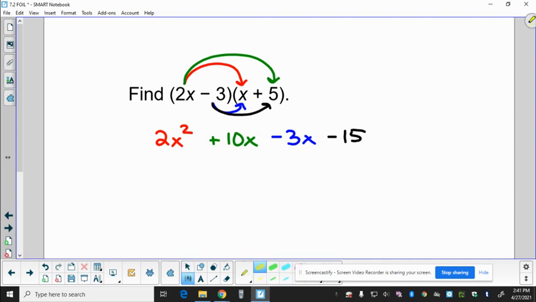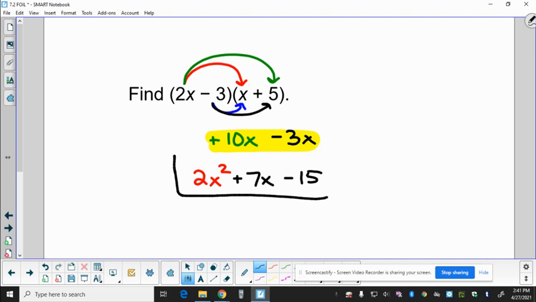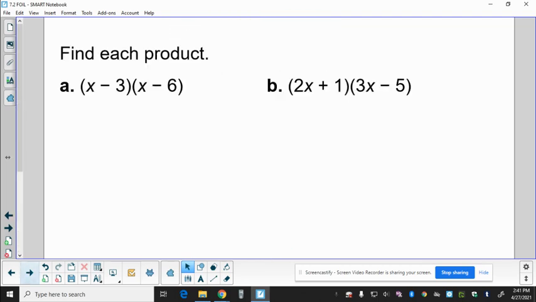Let's take a look at our like terms on the inside here. Those could be combined together. And that would give us 10 minus 3 would be 7x. It's a positive, right? Bring down the x squared term, the regular number, and there we are. Finished with that. Okay, I want everybody to go ahead and try those.